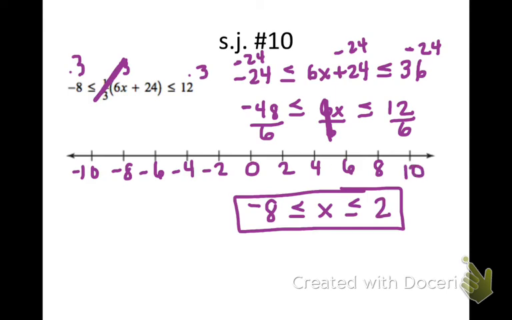Looky there. All right, and so I go from negative 8, which is a closed circle, and 2, which is also a closed circle, and it's an and inequality, so we're talking about all of the numbers in between these two. So negative 8 to 2. It's kind of like a range of numbers, okay?